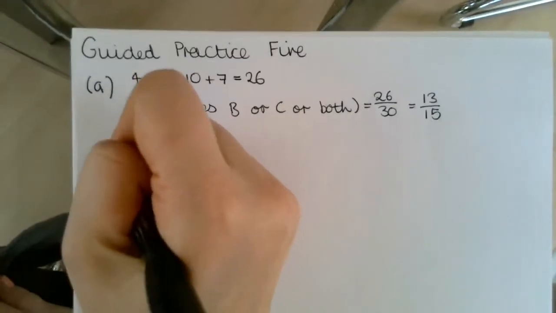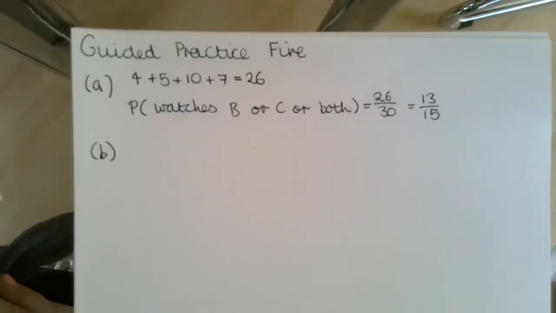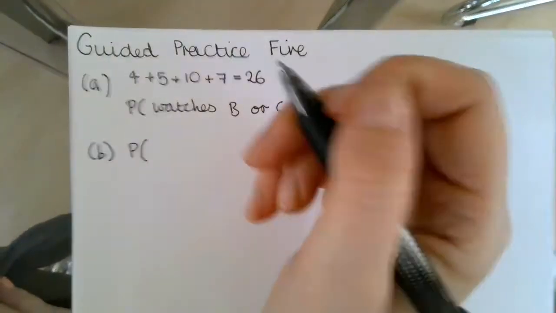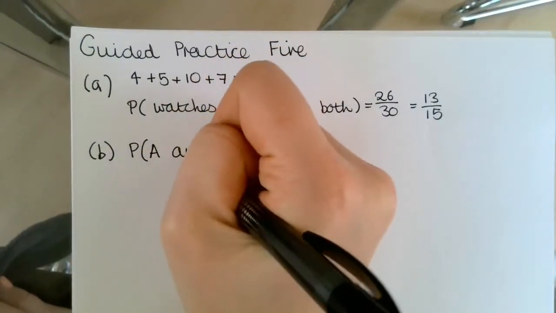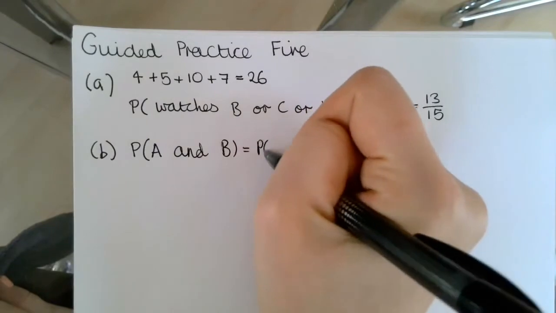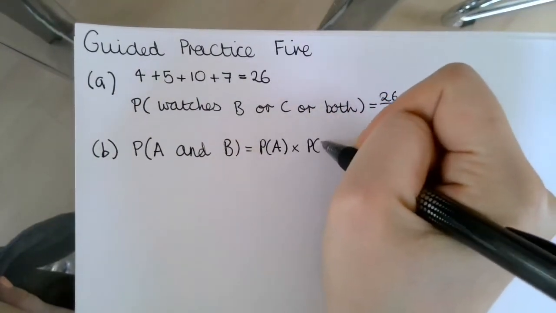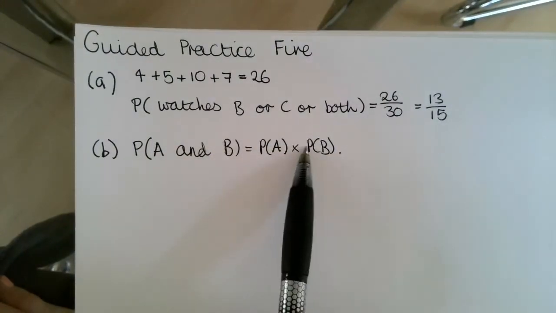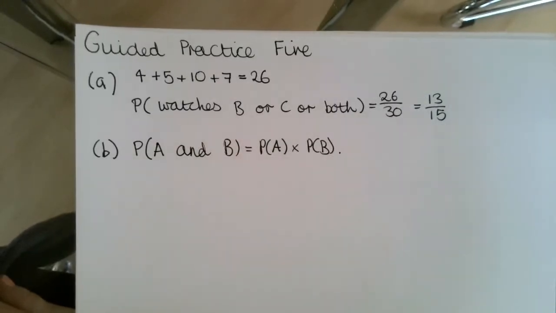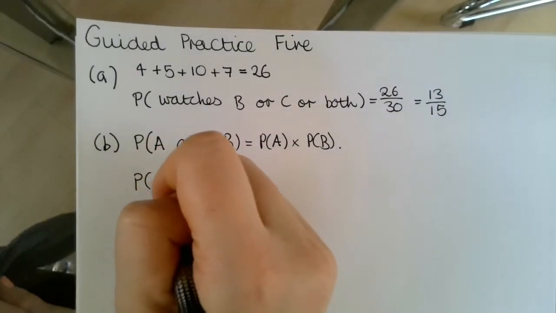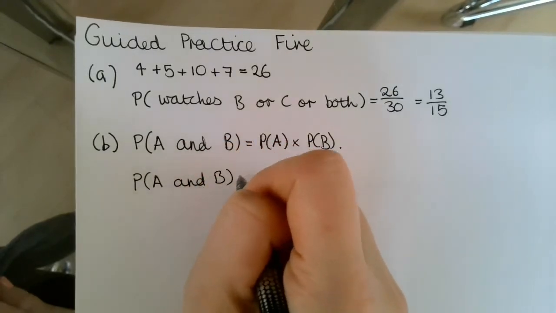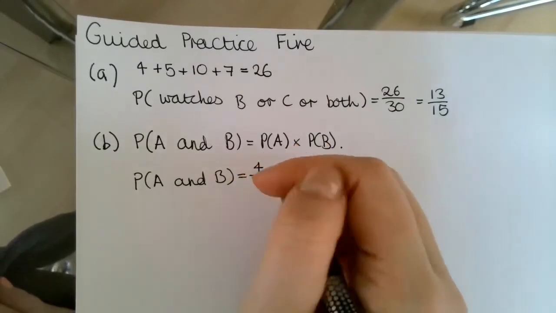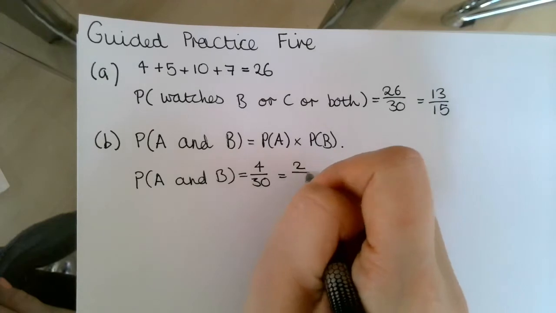For part B, it says determine whether watching A and watching B are statistically independent. So what we need to remember here, for statistically independent events, we know that the probability of A and B is equal to the probability of A multiplied by the probability of B. So if we can find these 3 probabilities, we can decide whether A and B are independent events. We know that the probability of A and B is that overlap of A and B, where there are 4 people, so that's 4 out of 30, which is 2 over 15.